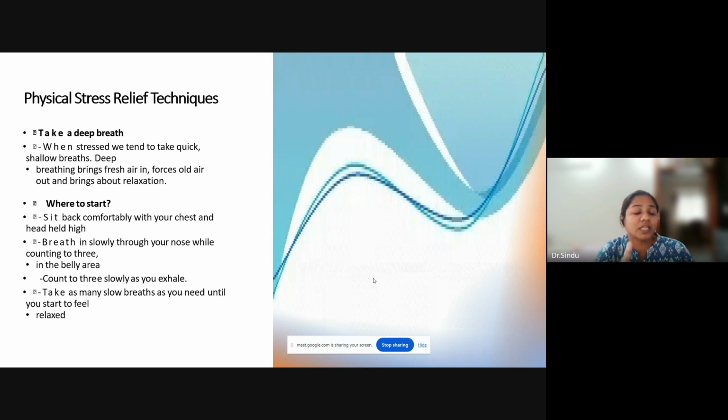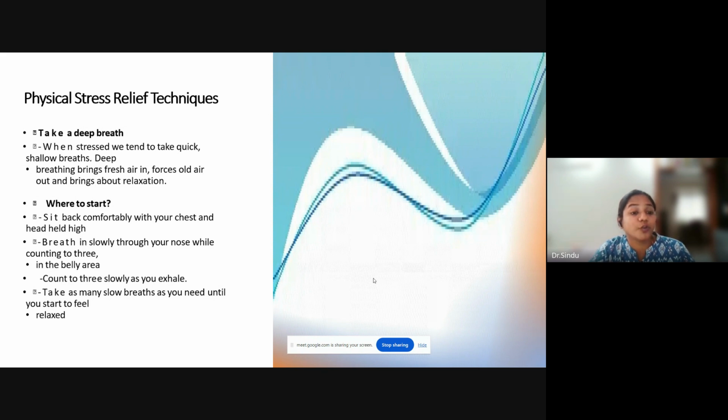So the first one is exercise. In this, rhythmic exercise is there. So how do we do rhythmic exercise? Like running, walking, dancing, swimming, rowing, climbing can help you get into a flow and relax. So you have to do these kinds of exercises.